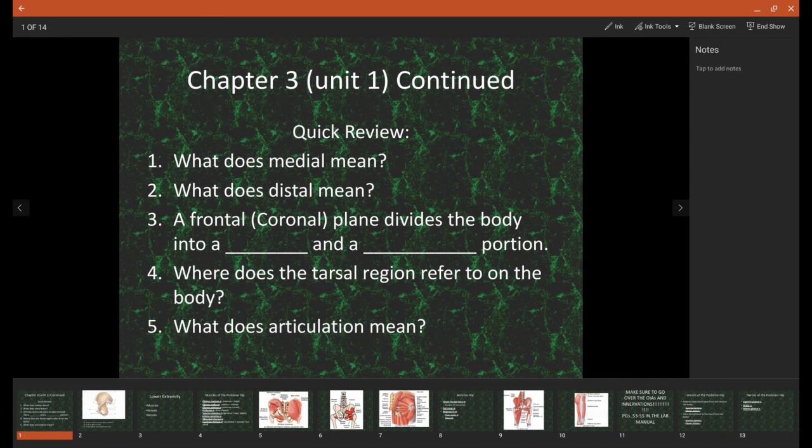Number 5, what does articulation mean? That's going to mean where two bones come together and they form a joint of some sort, either direct bone-to-bone contact or through some cartilage or some fluid like synovial fluid, something like that. That's what articulation will mean.